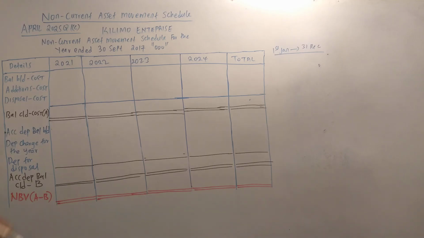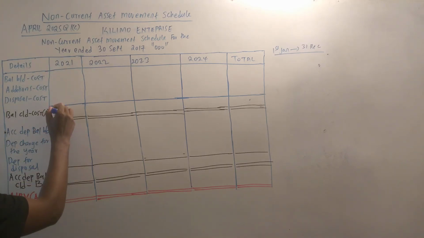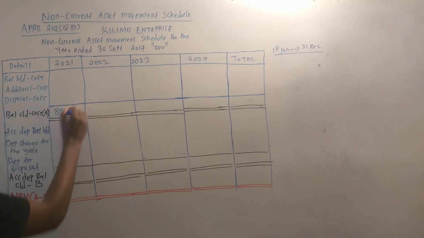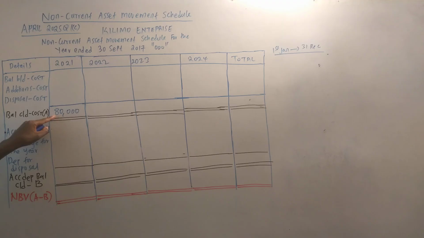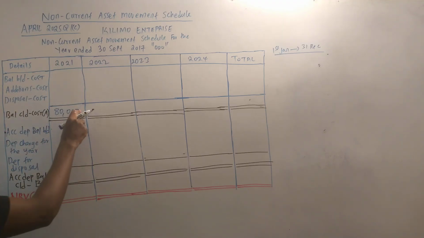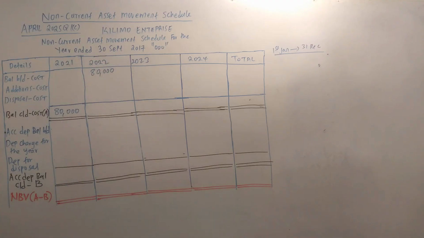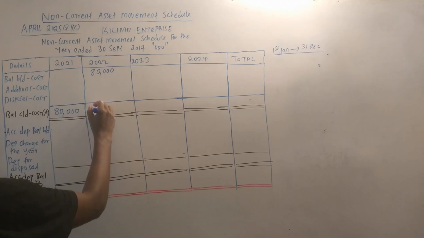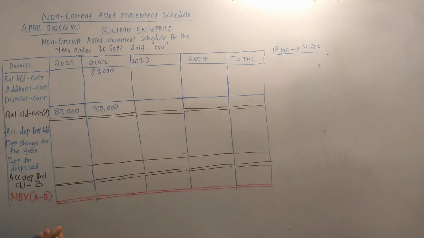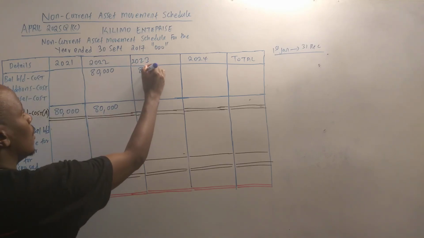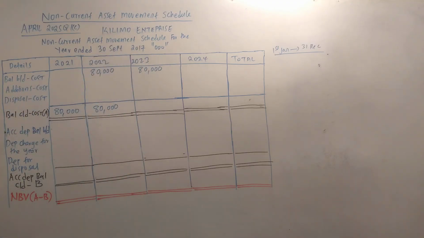Now in 2021, we do not have the balance at the beginning, but you have the balance at the end, which is 80,000. And remember, the balance at the end is always the balance at the beginning. So if the balance at the end of 2021 is 80,000, then at the beginning of 2022 will be 80,000. Let's go to 2022. The balance at the end is 80,000. Remember, we are putting in cost. Now, if at the end the balance is 80,000, meaning at the beginning will be 80,000. Let's go to 2023.